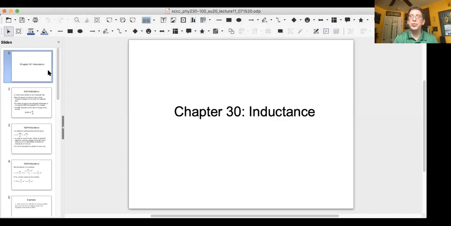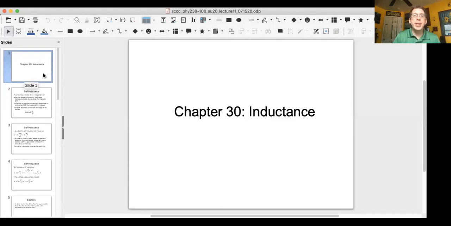But what is inductance? Well, it applies directly to what we covered in the last chapter, which is Faraday's law of induction. That a changing magnetic flux within a coil of wire will create a potential difference within the coil of wire that acts to oppose the change.